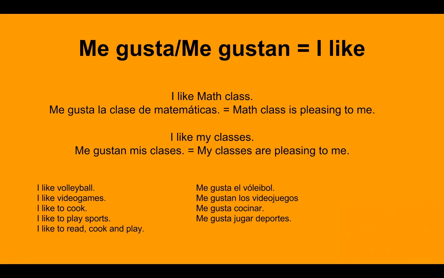And the last one is tricky, and this is another one that students make a lot of mistakes on. I like to read, cook, and play. Me gusta leer, cocinar, y jugar. You use gusta, the singular, when you like many activities. You use gustan with an N when you like many things.